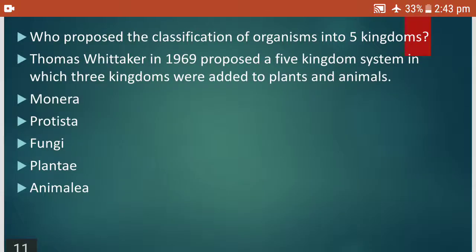Who proposed the classification of the organisms into 5 kingdoms? Robert Whittaker in 1969 proposed a 5-kingdom system in which 3 kingdoms were added to plants and animals. These 5 kingdoms are Monera, Protista, Fungi, Plantae, and Animalia.